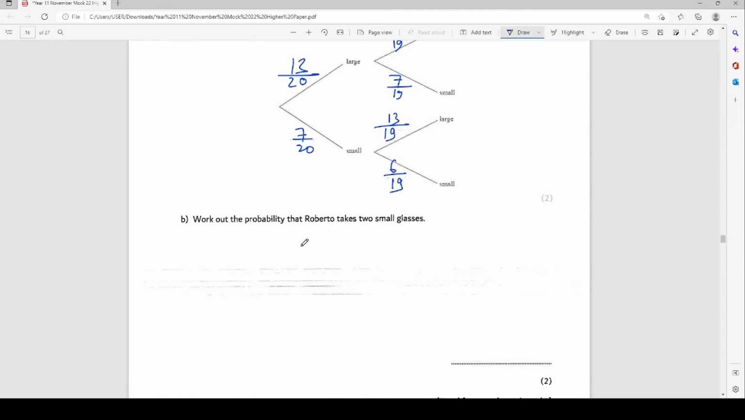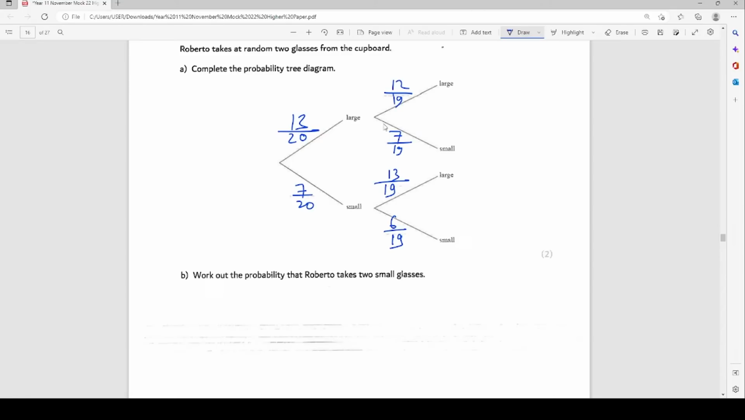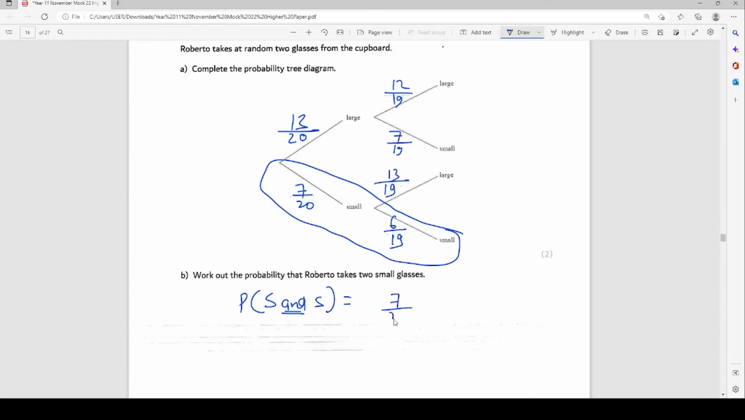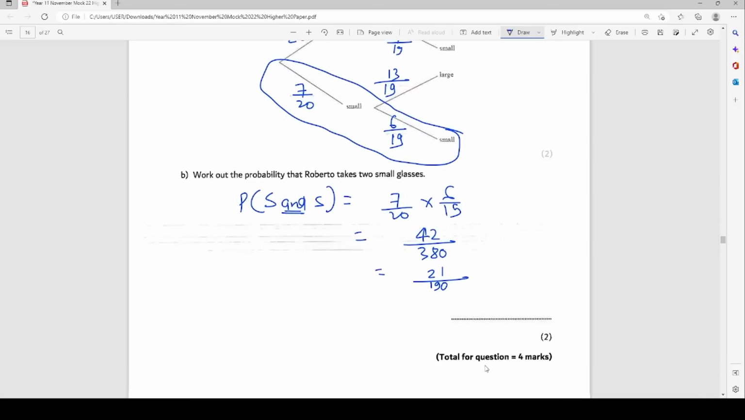Work out the probability that Roberto takes 2 small glasses. I have to look into this branch, and it means the probability that the first is small and the second is small. Since it is an and, you need to multiply. So 7 over 20 times 6 over 19, you will get 42 over 380. In the simplest form, it is 21 over 190. That's what my probability would be.